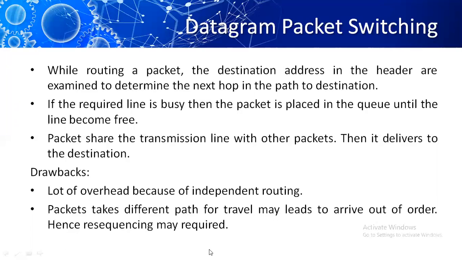The second one is that packets take different paths to travel, which may lead to them arriving out of order. Sometimes there is a chance that the receiver may fail to arrange the received packets, so this needs resequencing of the received packets. So these are the two main drawbacks of datagram packet switching.